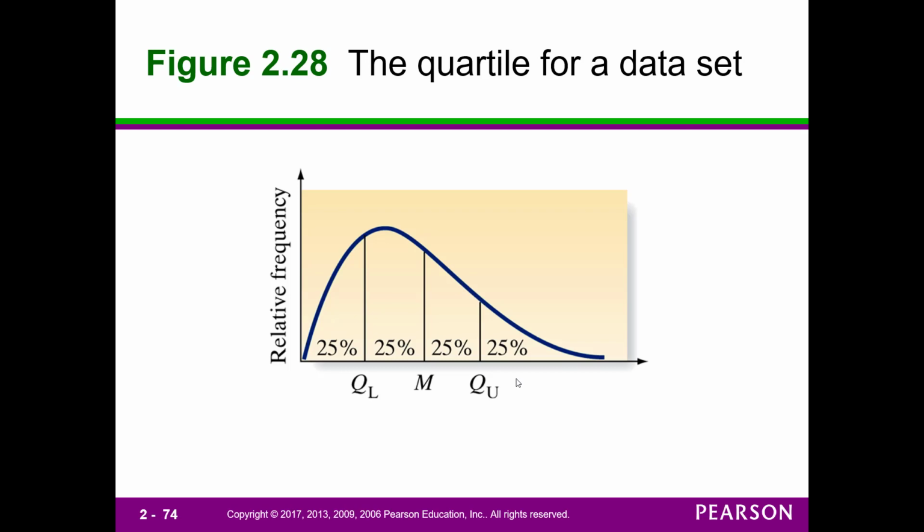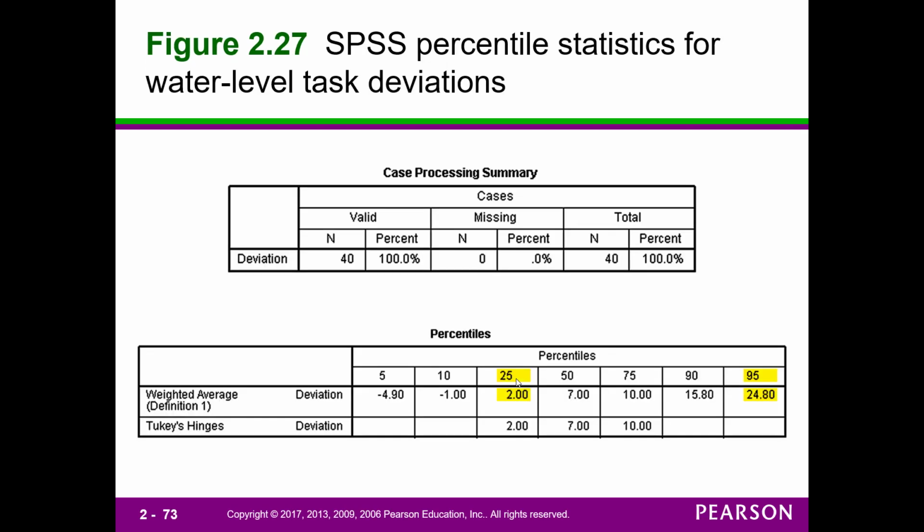Therefore, in example 2.14, we have QL equal to 2, M, or the median, equal to 7, and the upper quartile, QU, equal to 10. These are the 3 quartiles that partition our data into 4 parts.